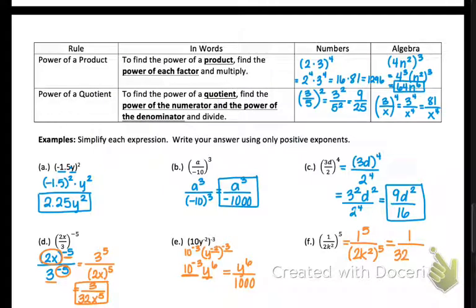And then k squared to the 5th, power of a power. So we'll multiply those and we get k to the 10th.